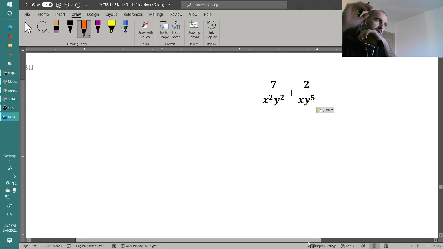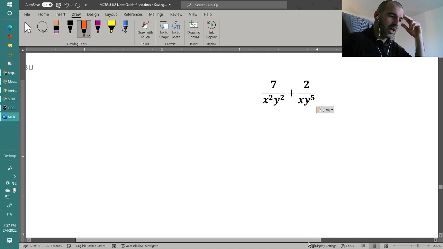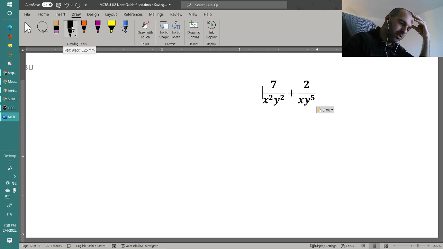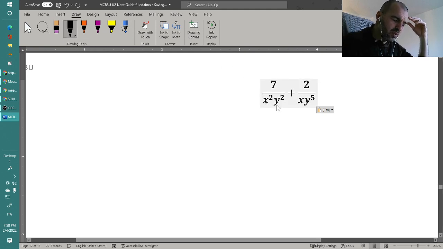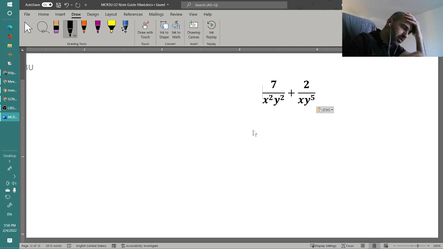So here's another one. 7 over x squared y squared plus 2 over x y to the 5th. I think I said that wrong. So again, here, I'm going to factor the numerators and the denominators. Sorry, just the denominators.